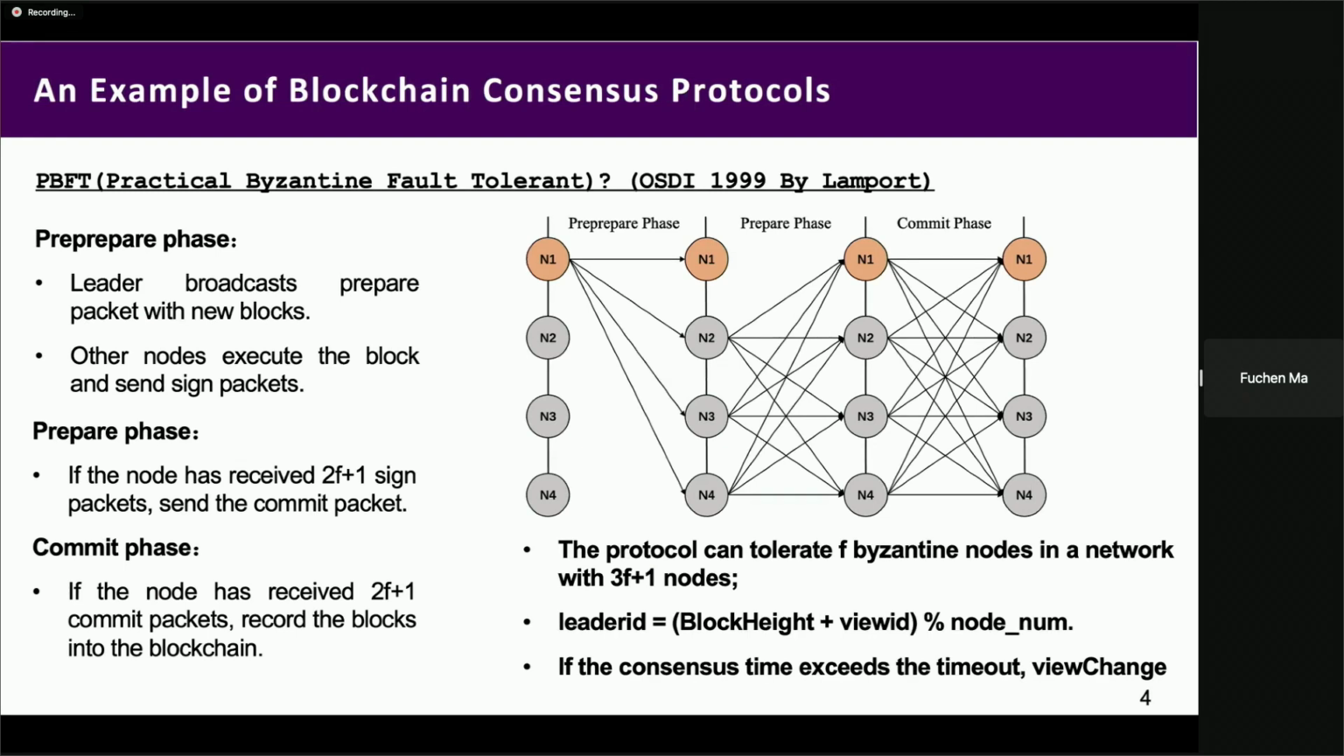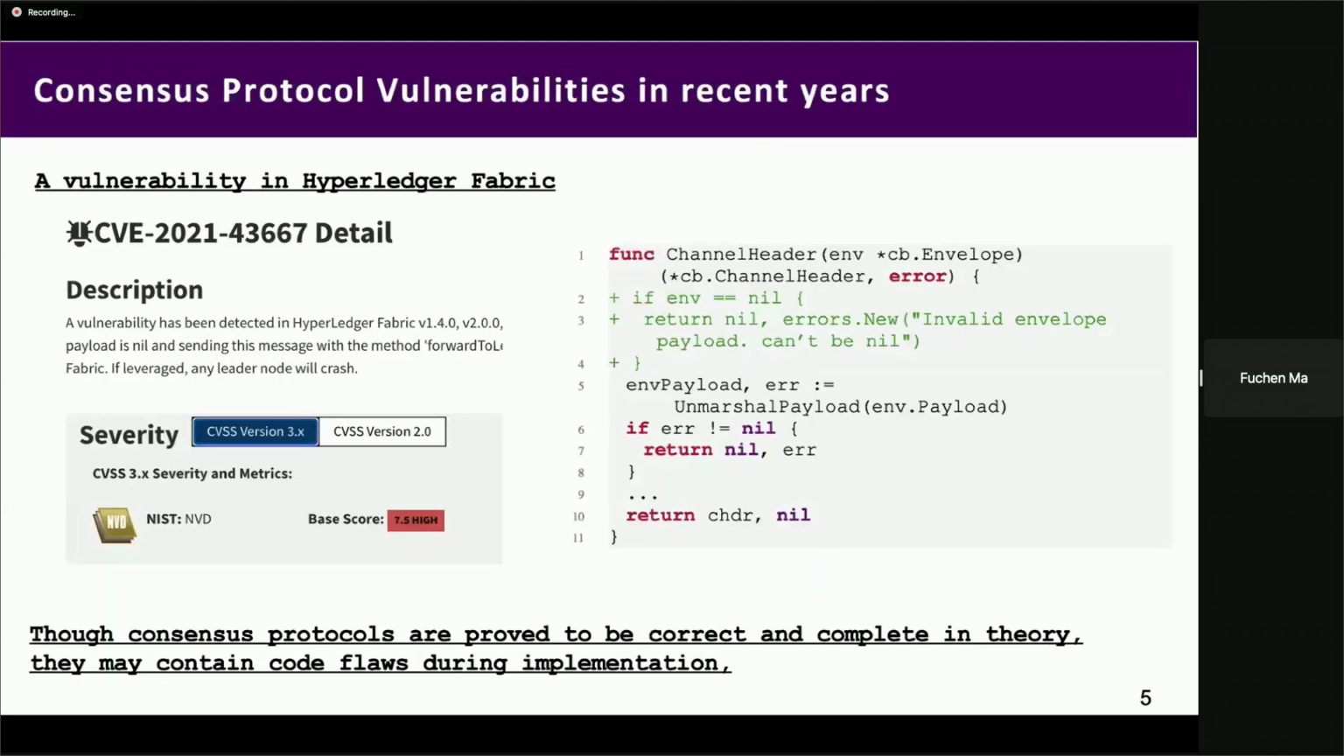The second phase is called the prepare phase. During this phase, if a node receives more than 2/3 of the signed packets from other nodes, it will then send out commit packets to confirm that block. In the commit phase, a node will record the block in the network if it has received more than 2/3 of the commit packets. In this way, the PBFT protocol can always achieve consensus if there are less than 1/3 Byzantine nodes in the network.